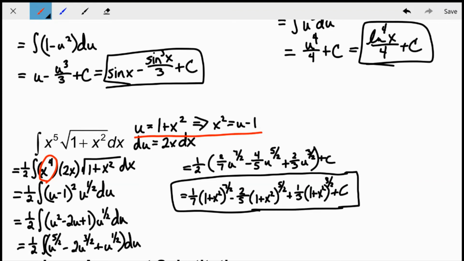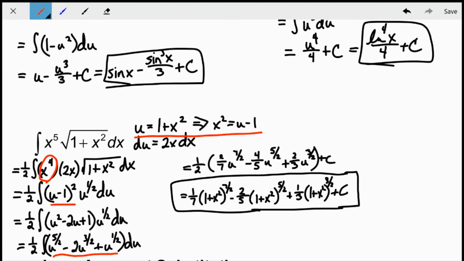So that means that I can substitute that u minus 1 in for the x squared. And now, even though this is a little bit messy, I can do some algebra here, and I can come up with an expression in terms of u that I can then integrate using the power rule. So I ended up using the power rule.